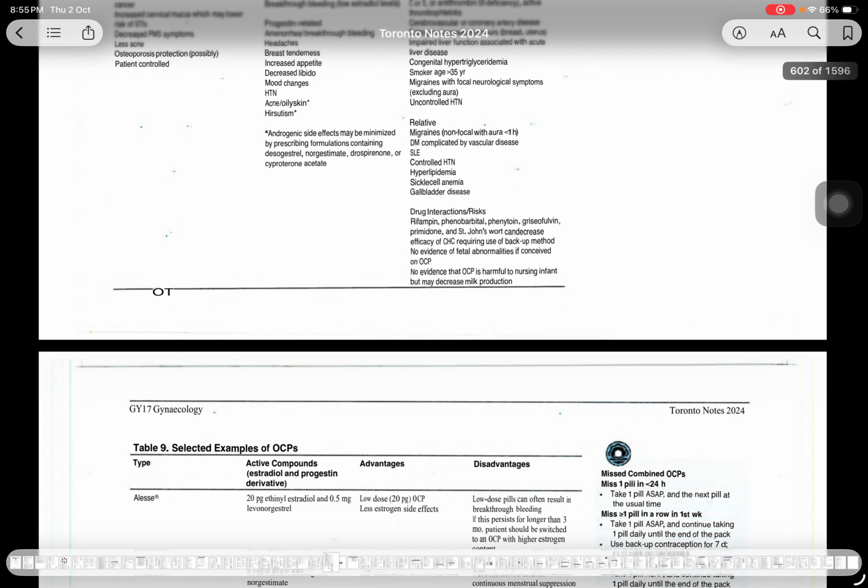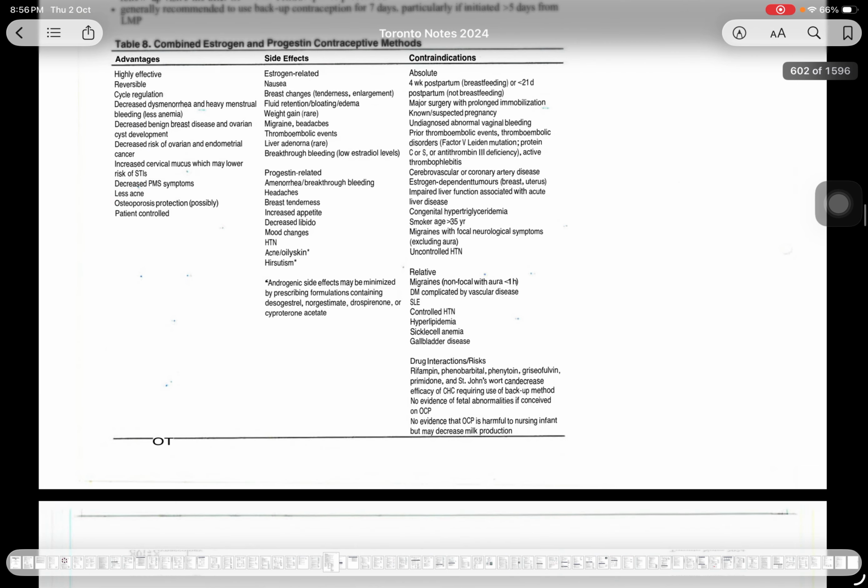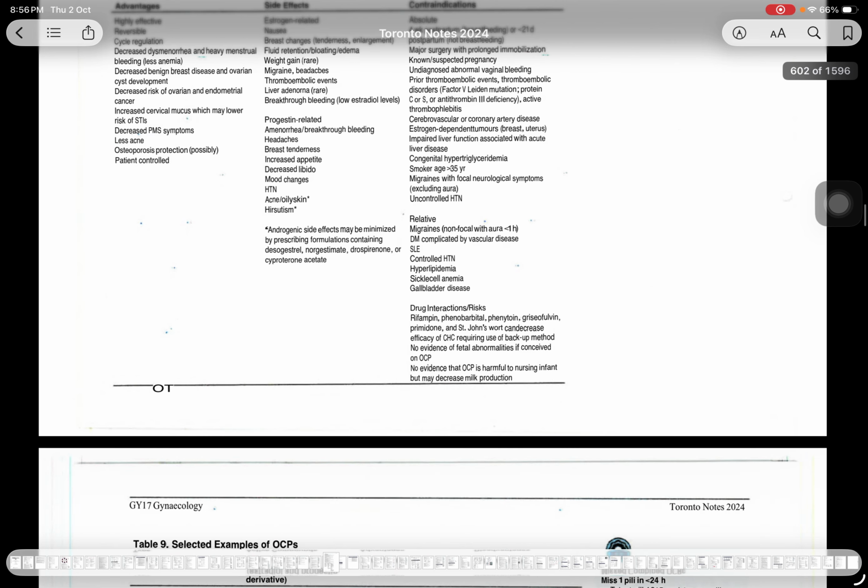Relative ones are migraines, non-focal with aura less than 1 hour. So there is a nitty-gritty here, and that's really important for QE1. Migraine with focal neurological symptoms excluding aura is an absolute contraindication, whereas migraine with non-focal aura less than 1 hour is a relative contraindication. So this can be tested on QE1 as well. There are two different types of migraine that they are referring to. Focal neurological is a complete contraindication, but with non-focal, just aura less than 1 hour, not severe aura, they can relatively take COCP. So something to focus on.